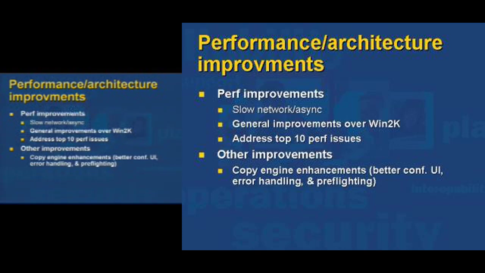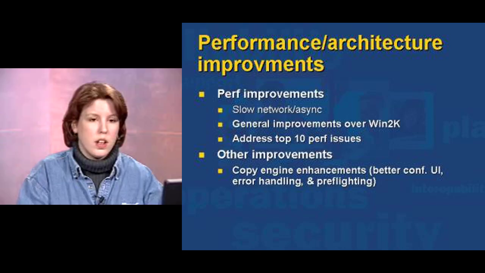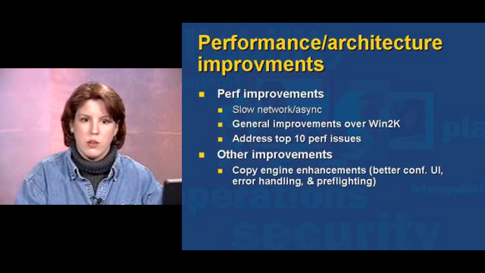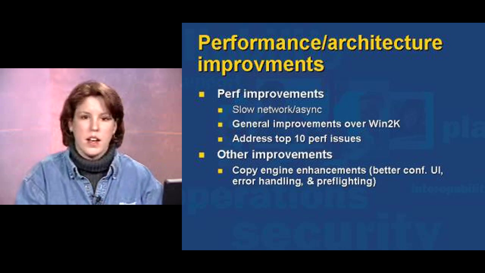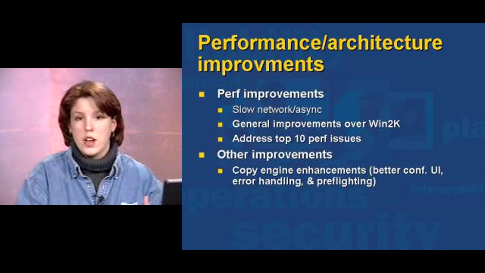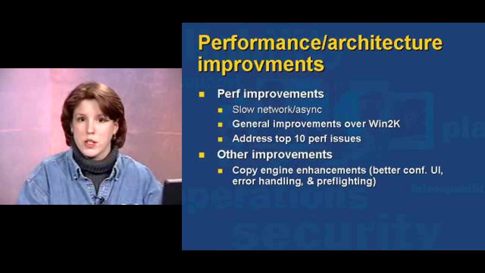Just to quickly go over some of the performance and architecture improvements we're doing, we're working on things like slow networks. We're making some general improvements to Win2K, and we're addressing the top 10 perf issues. And this is an area where we'd really love to get your input. What are some of the things that you think are just way too slow about Win2K right now? What are some things that you think we could improve in the shell?